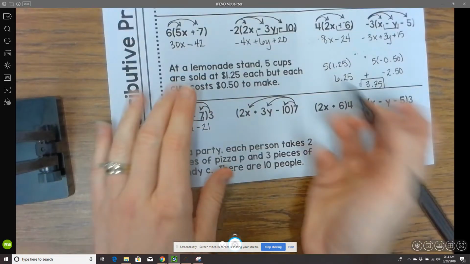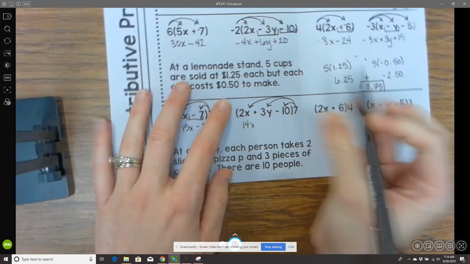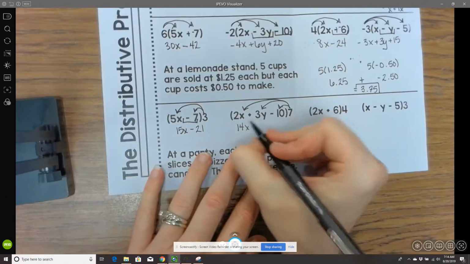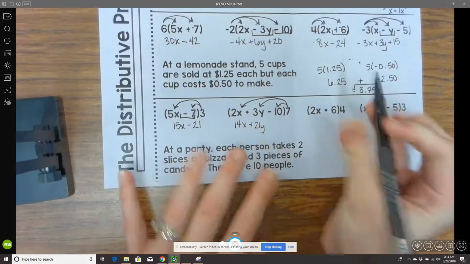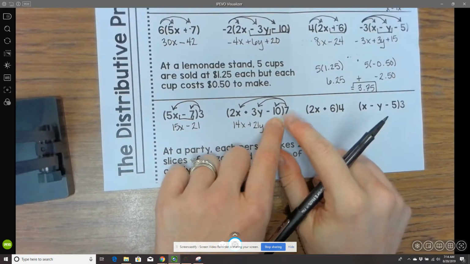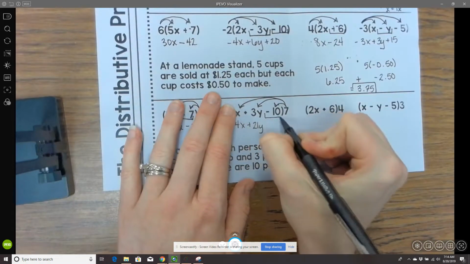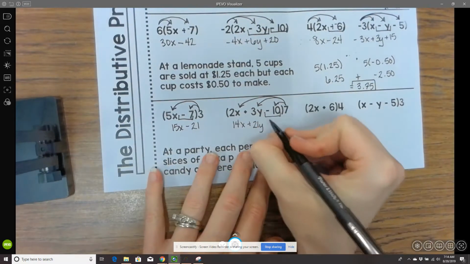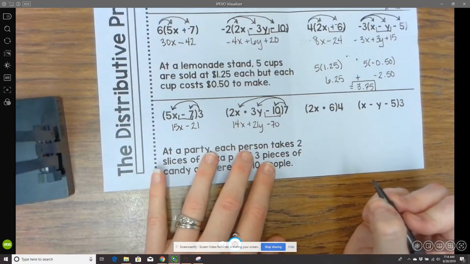So 7 times 2x is going to give me a 14x. 7 times 3y is going to give me 21y. And then 10, or -10, so again, I'm grouping this all together. -10 times a 7 is a -70.